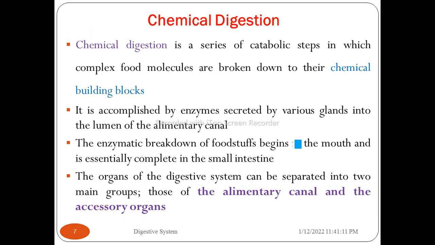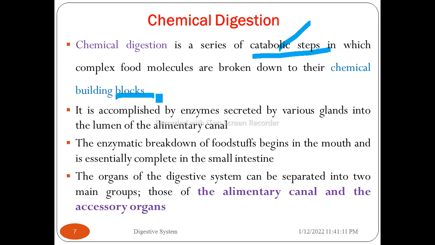Chemical digestion is a series of catabolic steps. Catabolic means breakdown. In a series of catabolic steps, complex food molecules are broken down to their chemical building blocks. It is accomplished by enzymes secreted by various glands into the lumen of the alimentary canal. The enzymatic breakdown of foodstuffs begins in the mouth and is essentially complete in the small intestine.